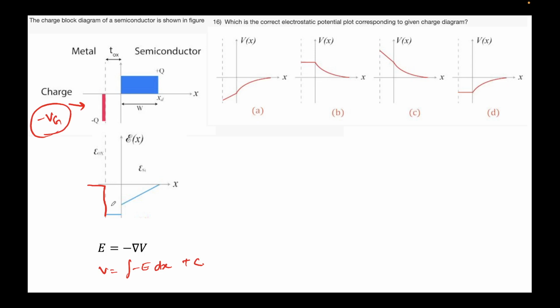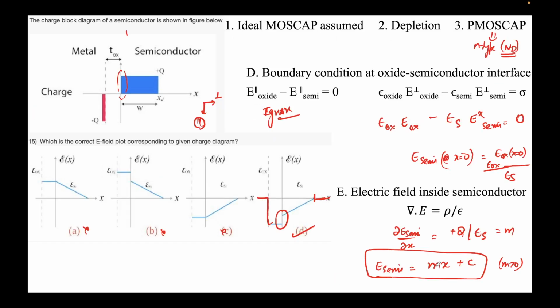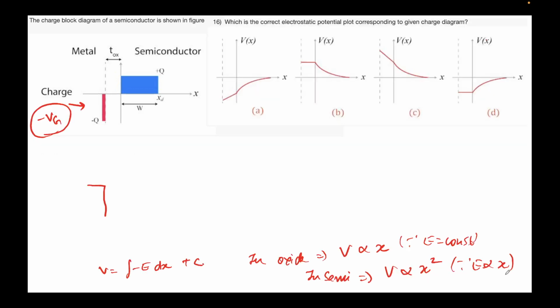So in oxide, V must be directly proportional to X. Simple, because negative negative will get cancelled. In the semiconductor, V must be directly proportional to X square. Why? Because E is directly proportional to X, so V must be directly proportional to X square, because here E equal to constant. And why this? Because E is a function of X. Just a second.